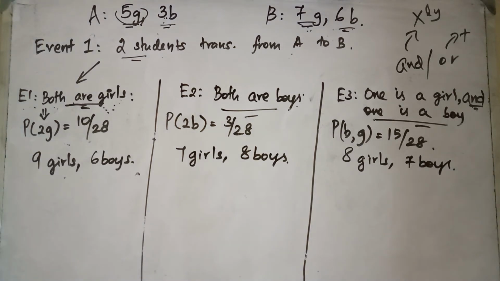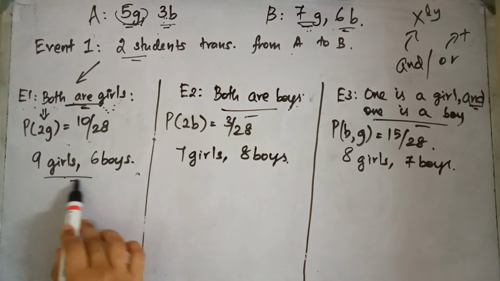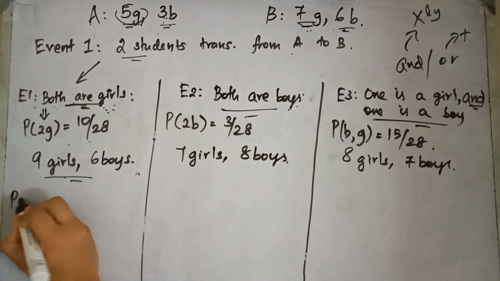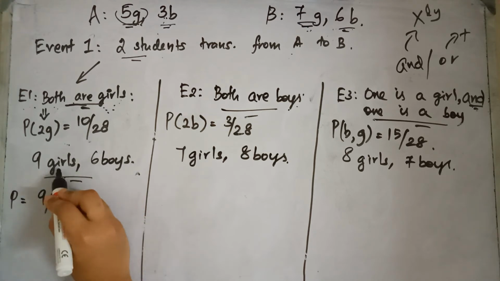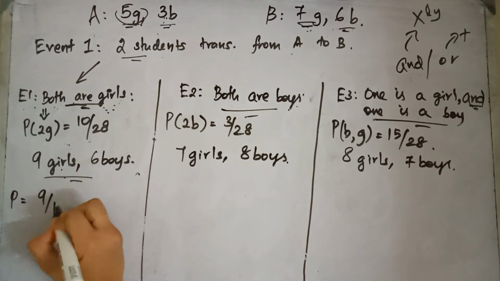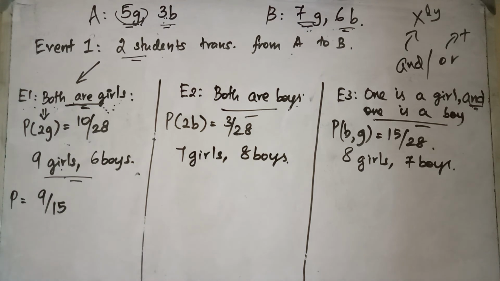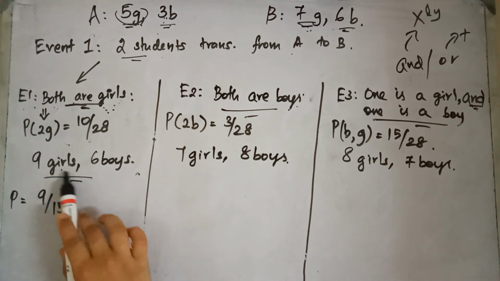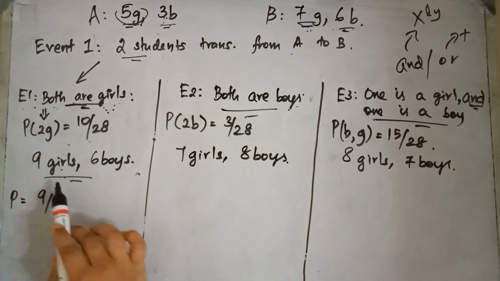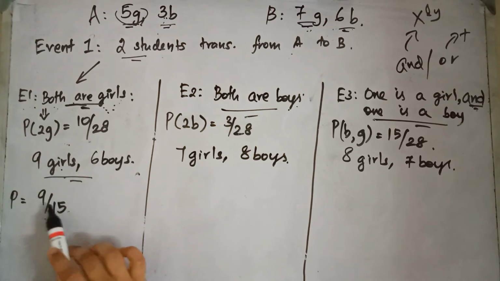The question states that the student who's chosen is a girl. So what is the probability of choosing a girl from this? The probability will be 9 out of the total number, 9 plus 6, which is 15. This is the desired outcome over the total number of outcomes. Total is 15 and 9 girls are there. So the probability of choosing a girl is 9 by 15.